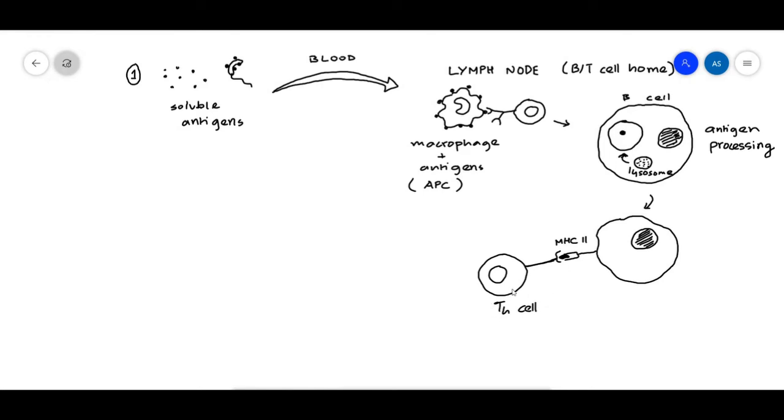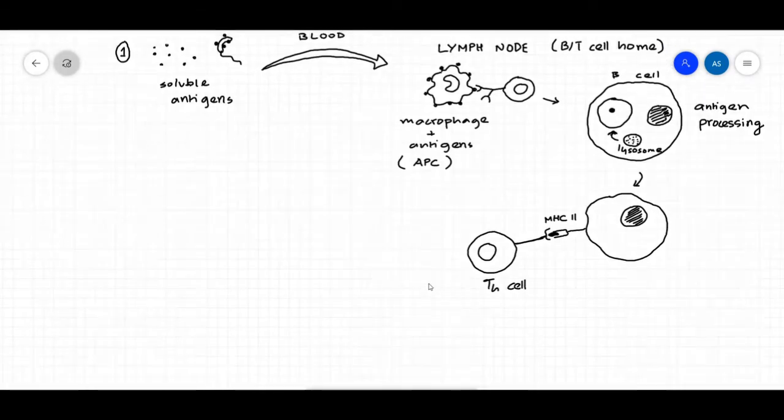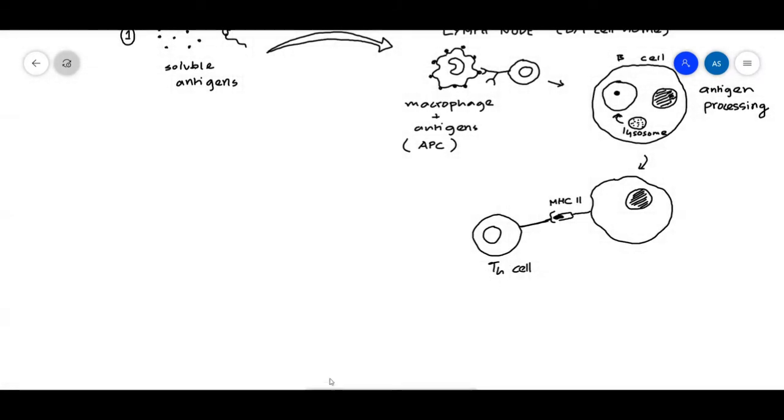We're going to look at more about T cells and these MHC2 molecules in the T cell video, but just know that T helper cells can bind to cells that present antigens using the MHC2 molecule. Now, why do we require binding of the T helper cell? That's because the T helper cells are going to secrete certain molecules called cytokines.